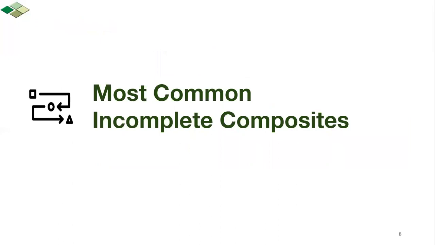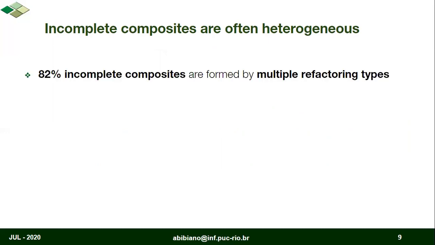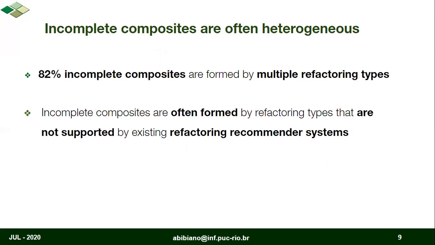Let's see our results about the most common incomplete composites. We found that incomplete composites are often heterogeneous. This indicates that 82% of incomplete composites are formed by multiple refactoring types. We can also observe that incomplete composites are often formed by refactoring types that are not supported by existing refactoring recommendation systems.